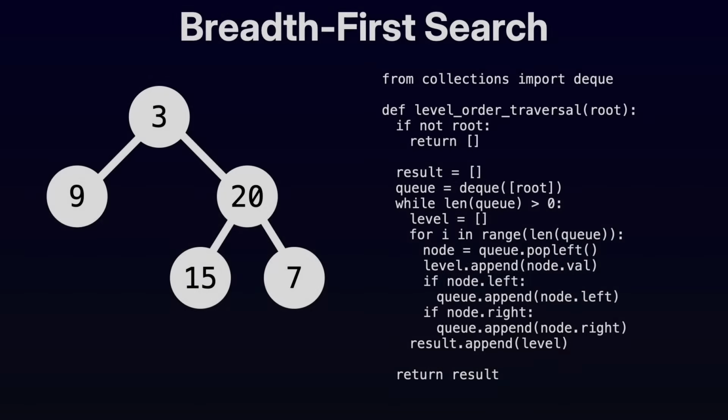First, we add the root node to the queue. Then for each level, we process all nodes currently in the queue by removing them and adding their values to the result. For each node we process, we also add its left and right children to the queue, so they can be processed in the next level. This ensures that we visit all nodes on one level before moving to the next. By repeating this process until the queue is empty, we can traverse the entire tree level by level and collect the node values in the correct order. Finally, we return the list of node values grouped by levels.